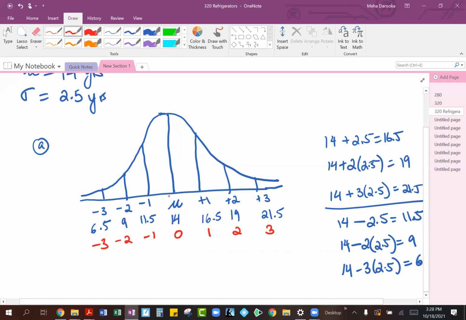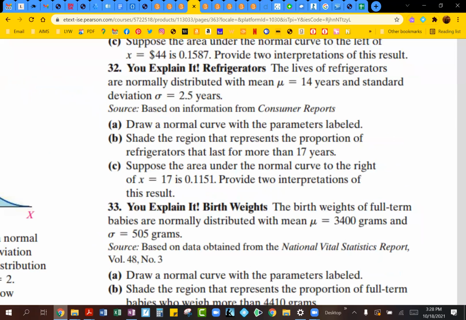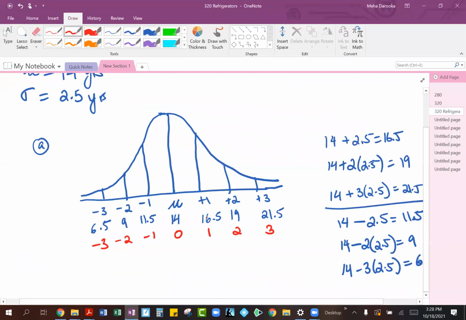Now, in the second part of this problem, they were saying, shade the region that represents the proportion of refrigerators that last more than 17 years. So you can see at 16.5, you are at 1 standard deviation above the mean. So your 17 is going to be somewhere closer to that, because 2 standard deviations puts us at 19 years, and we're obviously not quite at 19 years. So I'm just going to eyeball this, but let's say somewhere over here is going to be our 17 years.